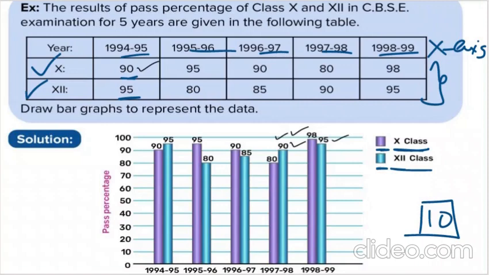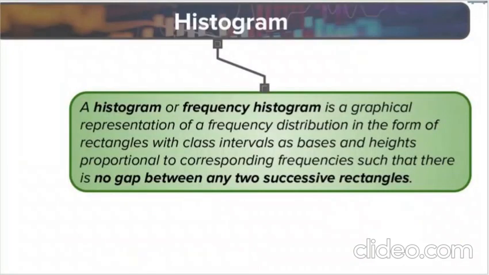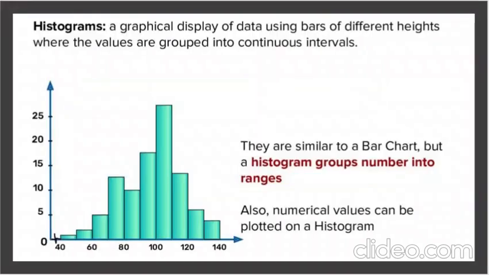अब आता है next sibling of bar graph, that is histograms. Histograms are easy, ठीक है. Mathematically, if I say it, it is nothing but a histogram. A frequency histogram is a graphical representation of frequency distribution in the form of rectangles with class intervals as bases and heights proportional to the corresponding frequencies such that there is no gap between any two successive rectangles.